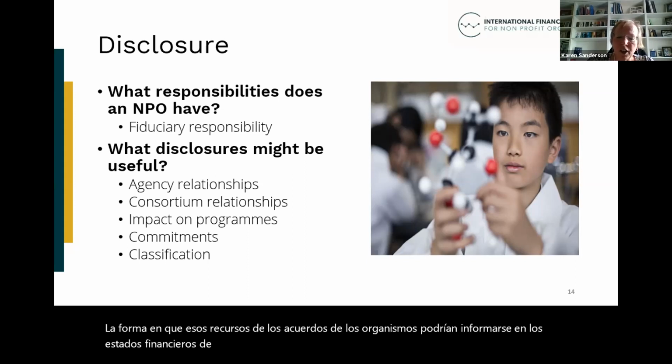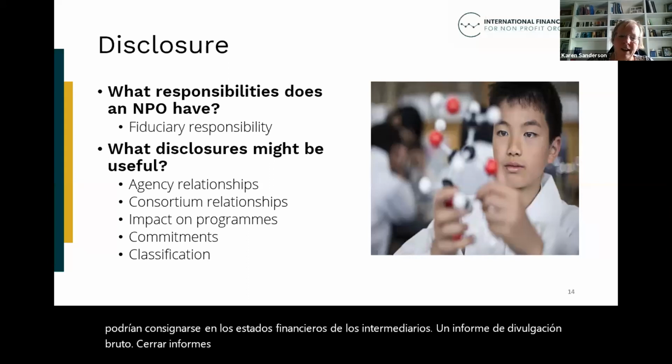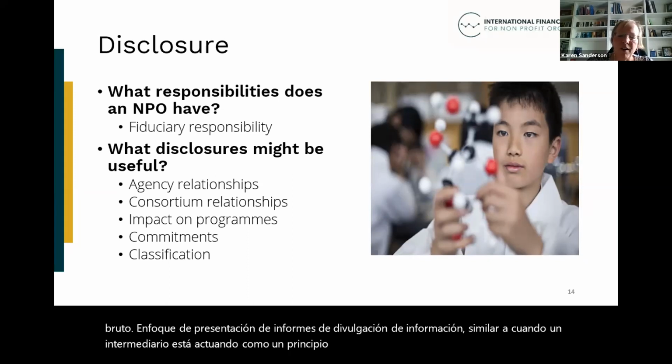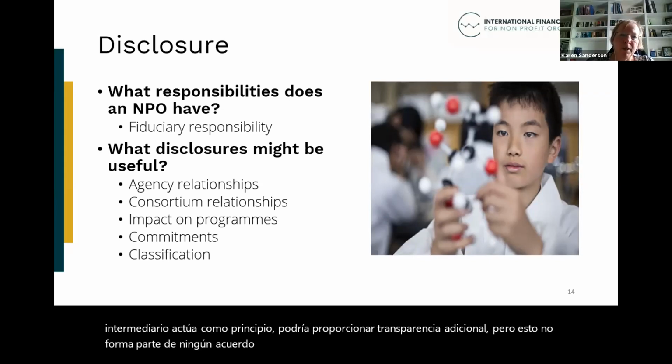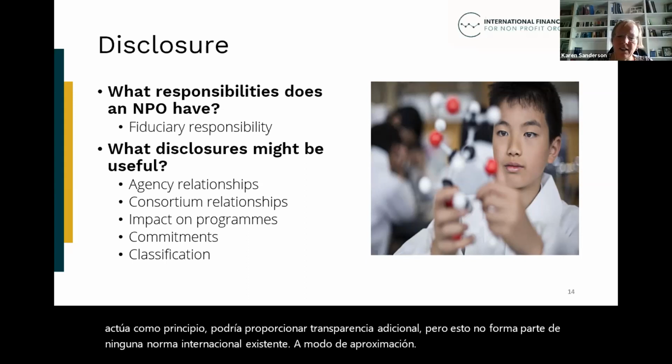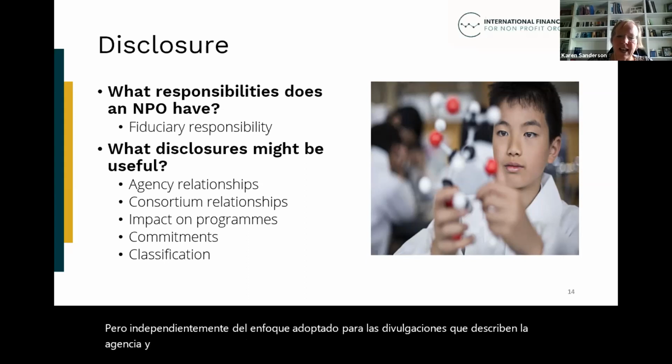A gross disclosure reporting approach, similar to when an intermediary is acting as a principal, could provide additional transparency, but this isn't part of any existing international standards by way of approach. But irrespective of the approach taken to disclosures, describing agency and consortium arrangements is important to understanding key relationships that a non-profit organisation might hold and its role in those relationships.